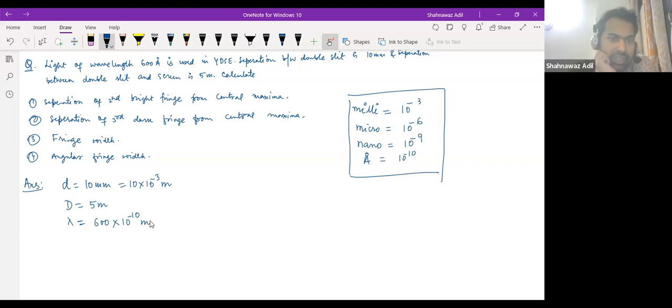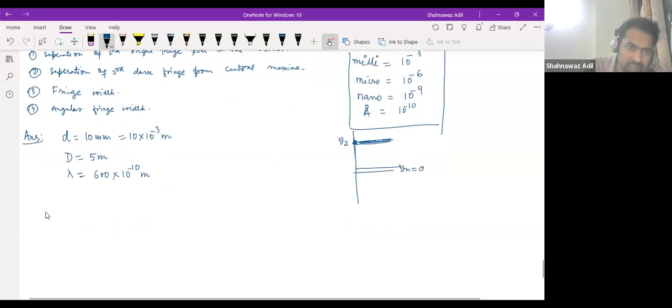So, separation of second bright fringe from central maxima. We have this central bright fringe, which is y0 equal to 0. And then we want to find out the second bright fringe. So y2 we want to find out, right? This is what we want to find out. So can you tell me what was the nth bright fringe? Do you remember?